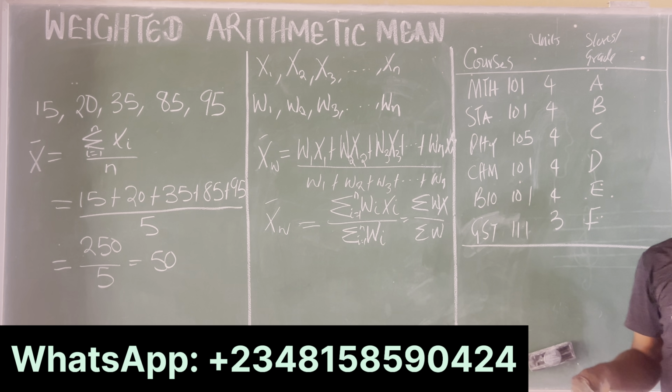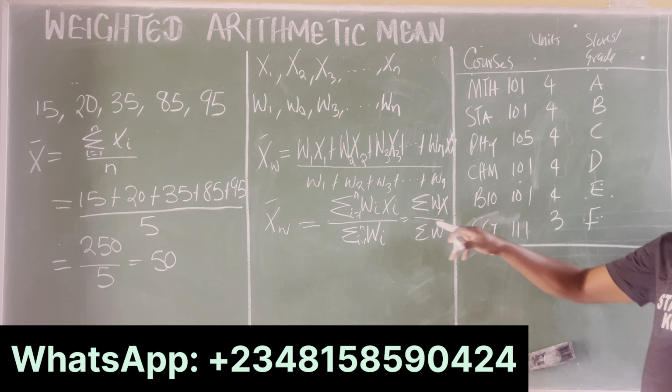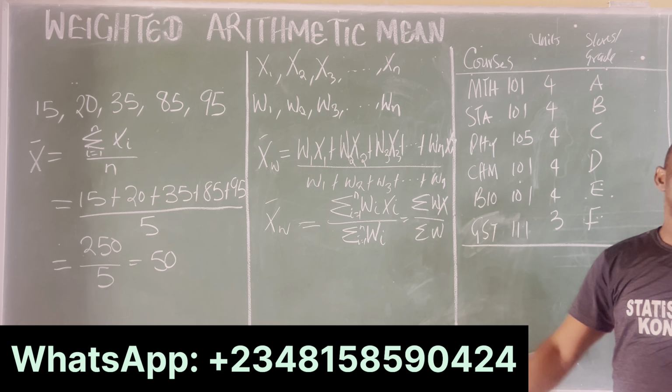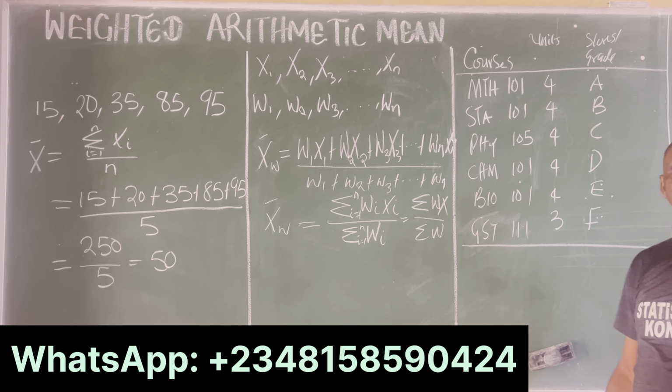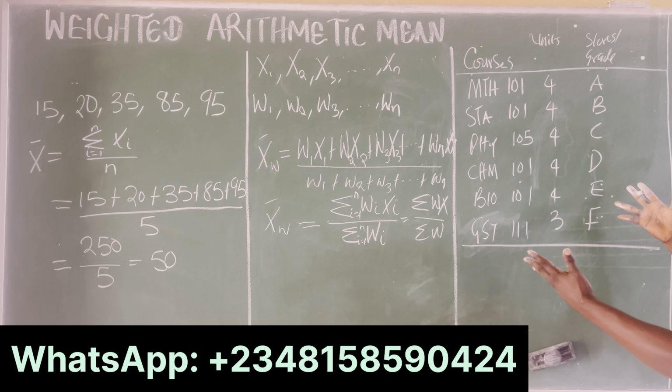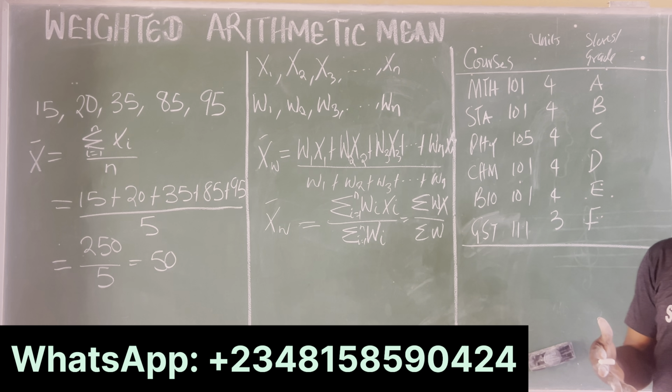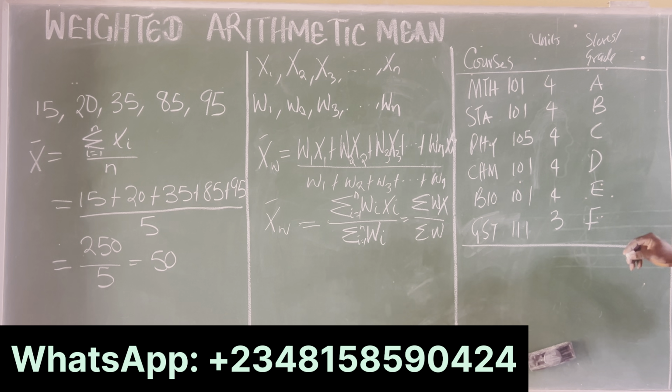Now, what is the student's GPA? Grade point average. So, by virtue of computing your weighted arithmetic mean, you have also computed your grade point average. So, if this, as it is, is your score in a particular semester, now let's see what your grade point average is. Now, what we do, firstly, A is graded as what?